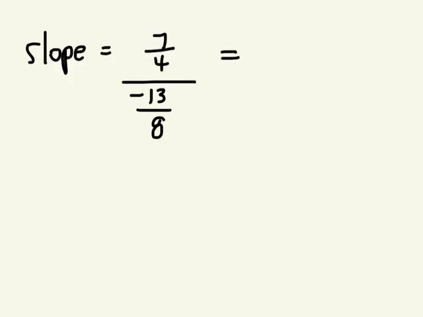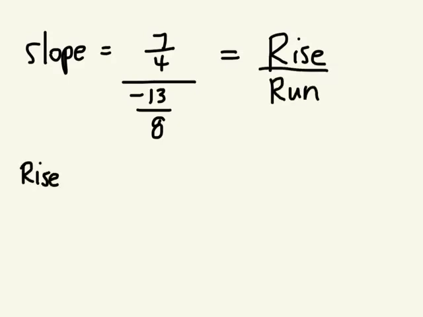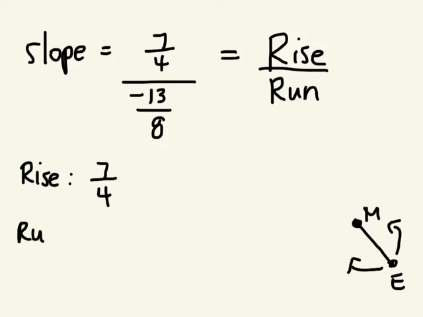What does slope represent on a graph? Rise over run. Okay, so I know the rise. Back to our graph, I'm just going to draw it here. This was E. We know the rise from E to M is 7 over 4, and the run from E to M was negative 13 over 8. Think about it: it's rising positive, and the run is negative, because it's moving to the left.